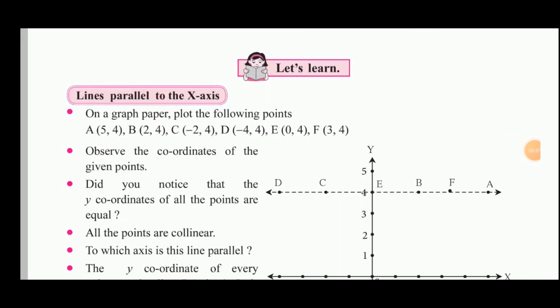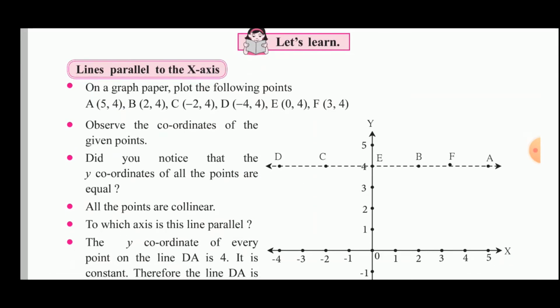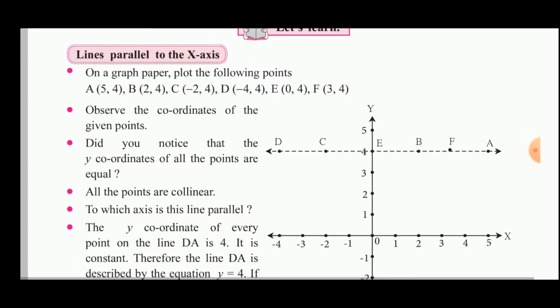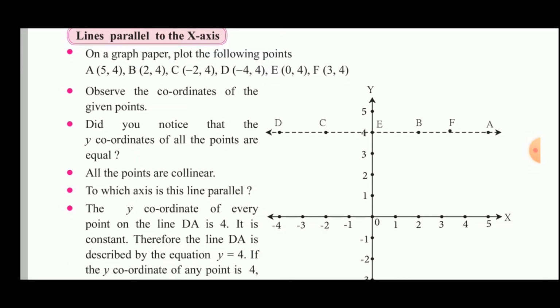Let us next see the lines parallel to the x-axis. Now on the graph paper, plot the following points A, B, C, D, E, F. After plotting these points, we see that the y coordinates of these points A, B, C, D, E, F are the same, whereas the x coordinates are different. So when you draw a line passing through these points, we see that this line is parallel to the x-axis.